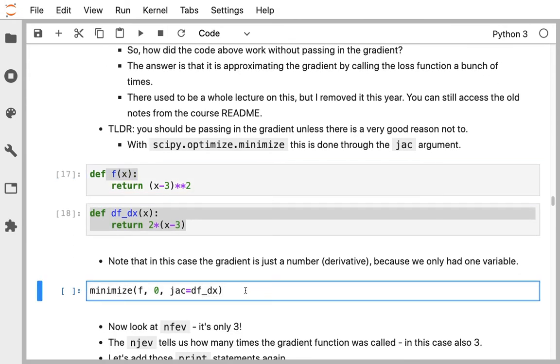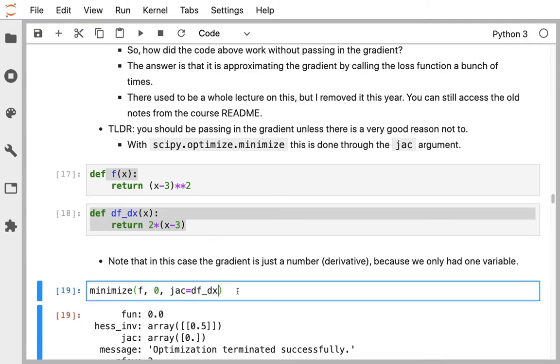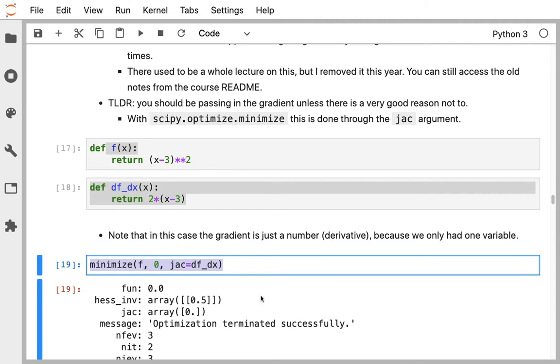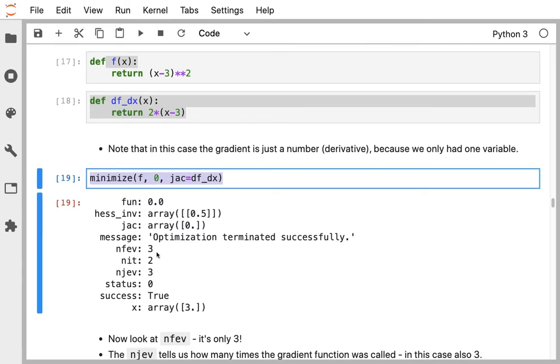So now I can call minimize when I actually pass in the derivative, and again, it worked before, but you should really be doing it this way if you can. And here we can. It wasn't too hard to take the derivative. And one thing I'll just point out is that the number of function evaluations is only 3. It used to be 9.